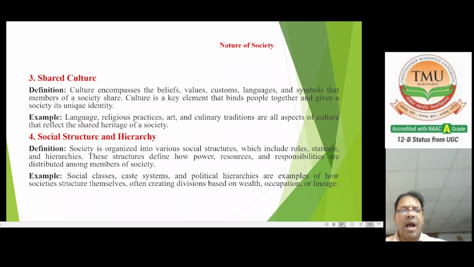Social structures and hierarchy. When we're talking about social structure and hierarchy, society is organized into various social structures which include roles, status, and hierarchy. These structures define how power, resources, and responsibility are distributed among the members of the society. For example, social class, caste systems, and political hierarchy are examples of how societies structure themselves, often creating divisions based on wealth, occupation, or lineage.